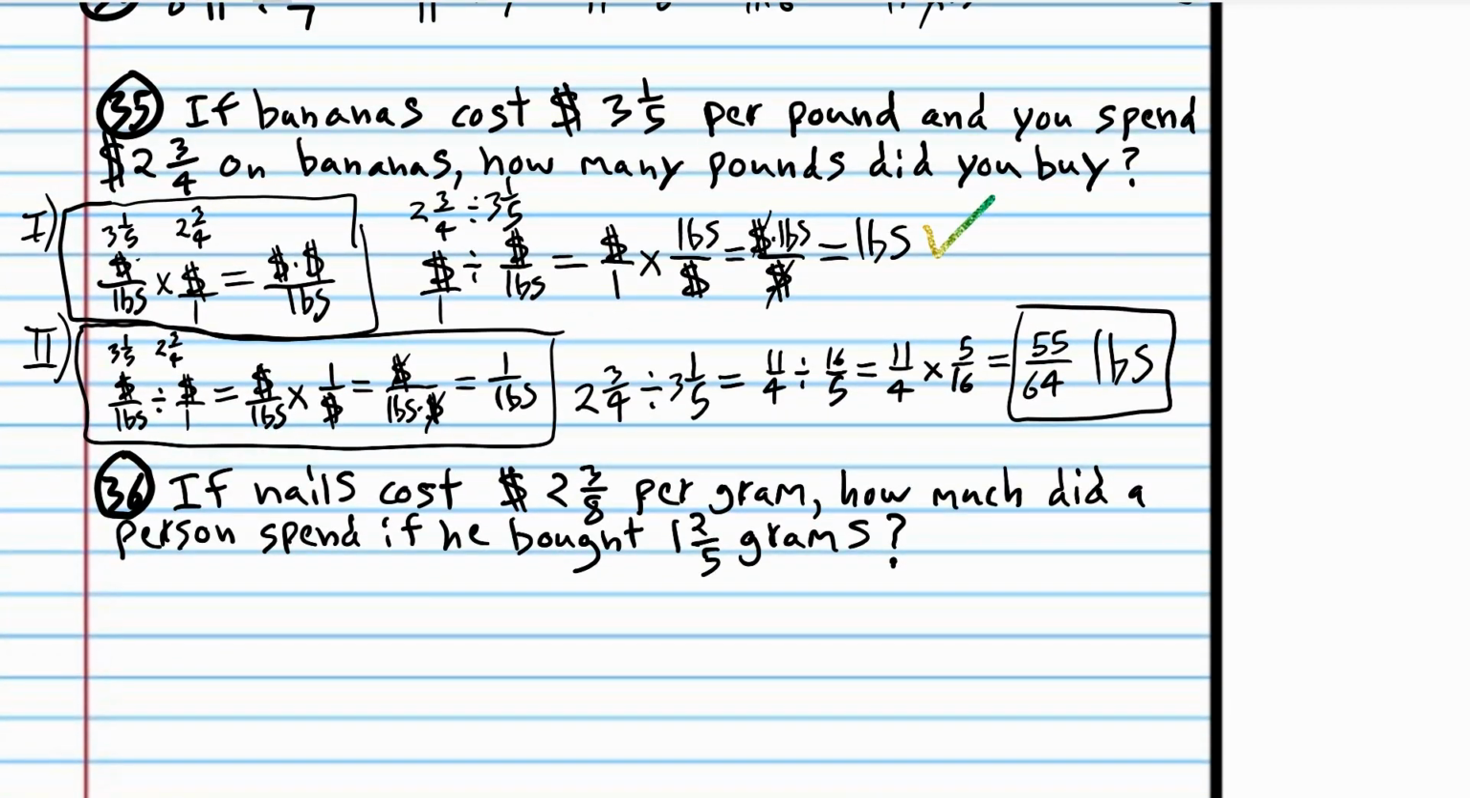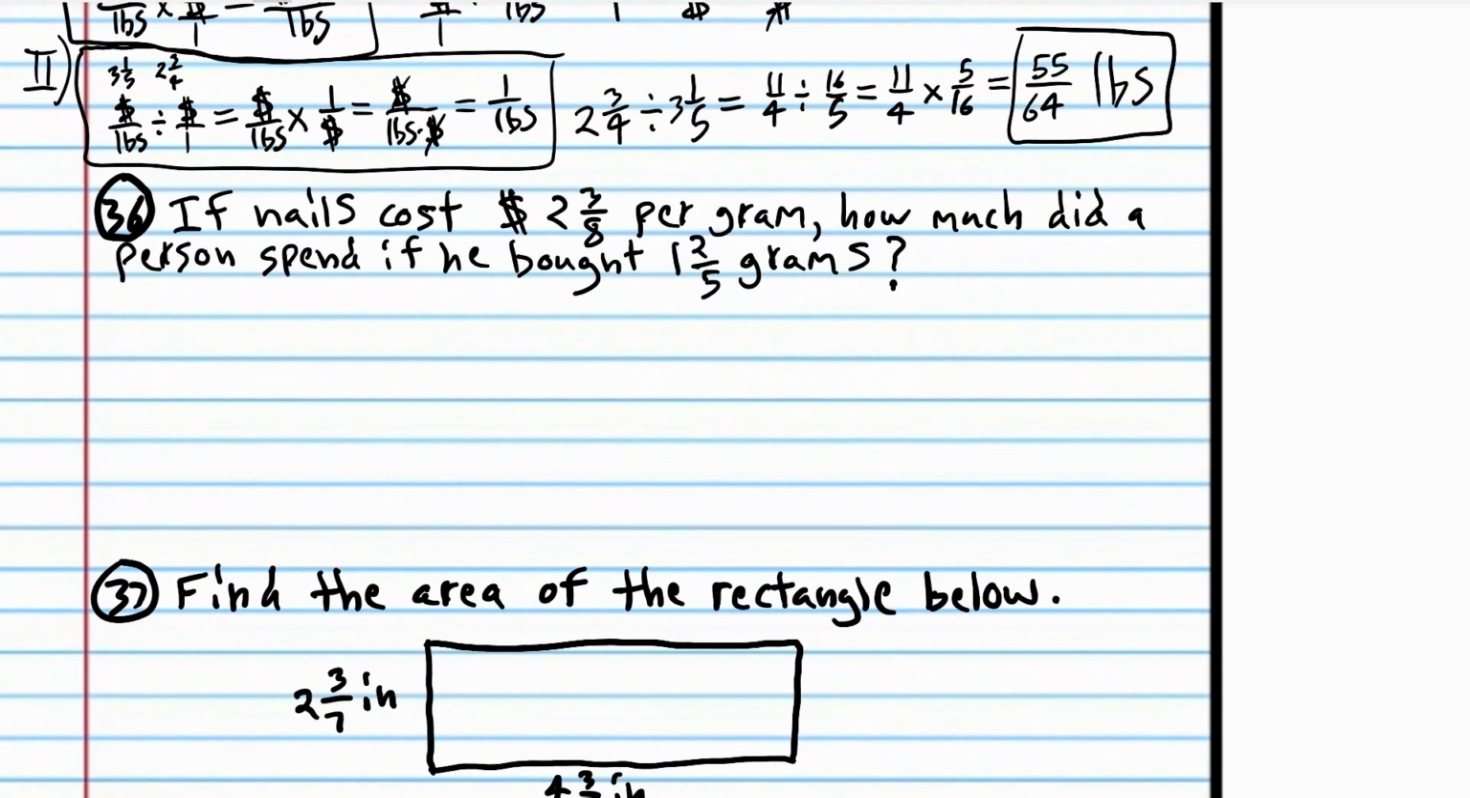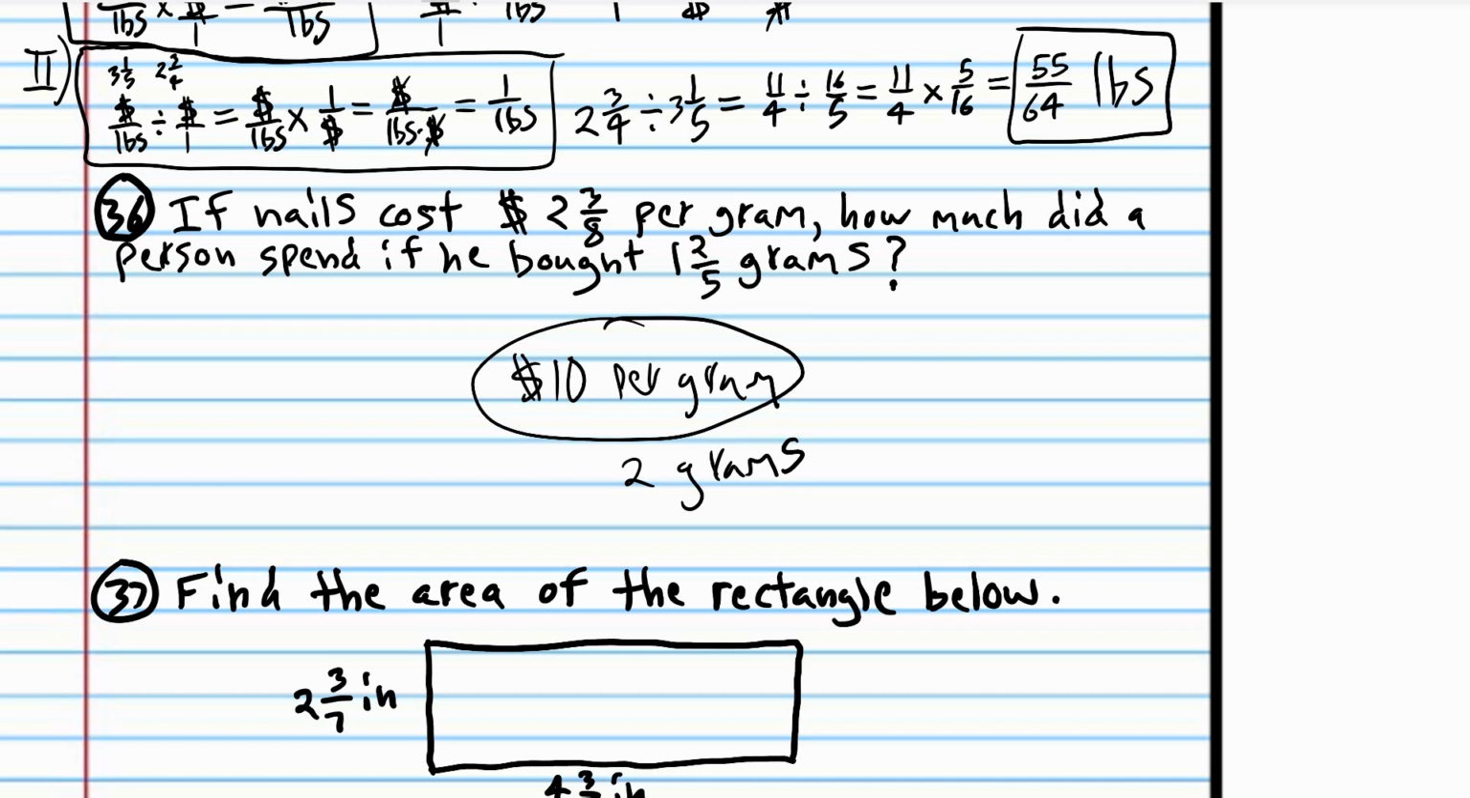all these types of problems, these word problems, is you can say, let's just change this to an easier whole number. Let's change that to 10. $10 per gram. And let's change this number to a whole number. Let's say that that's 2 grams. And then you can ask yourself, does this problem make sense now? If nails cost $10 per gram, $10 for 1 gram, how much did a person spend if he bought 2 grams?